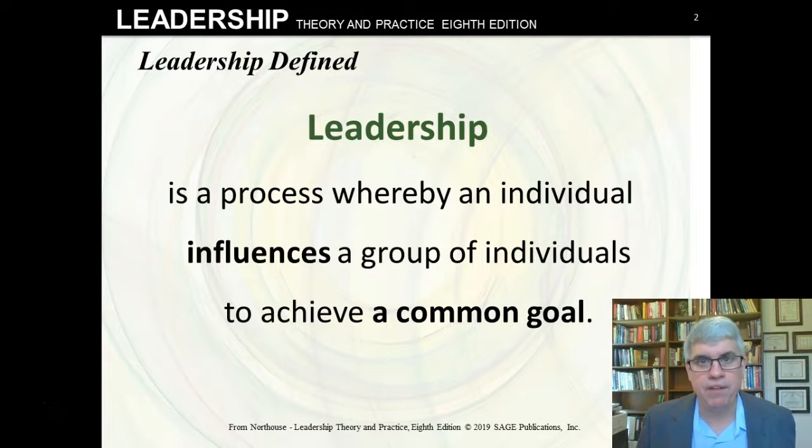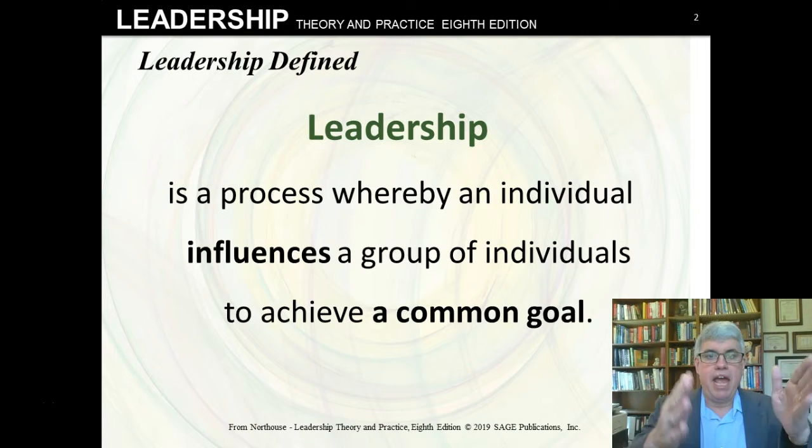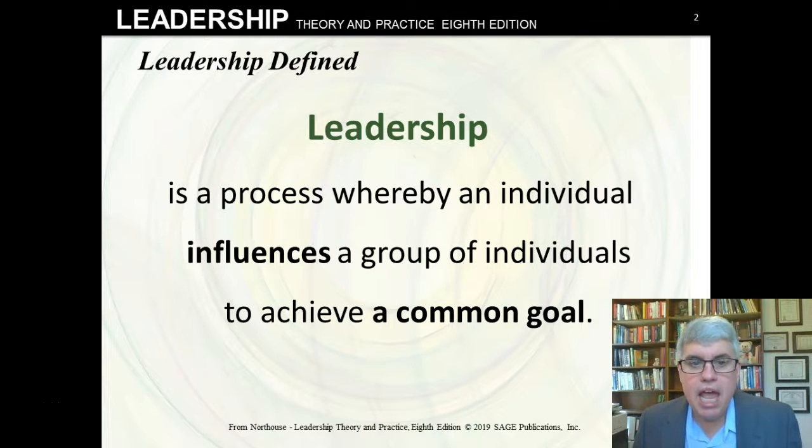Now, there are a number of key ideas here. One is that it's a process. Leadership isn't just some set of characteristics of an individual. Rather, it's a series of interactions between a leader and the followers. And in this process, the individual who is the leader influences a group of individuals. So the key verb that describes what happens in leadership is influences, has some type of impact on people.